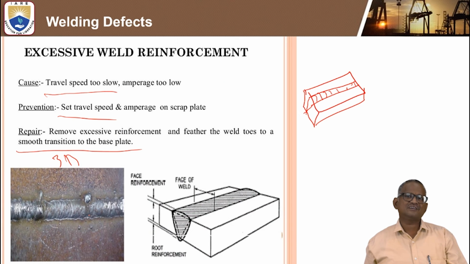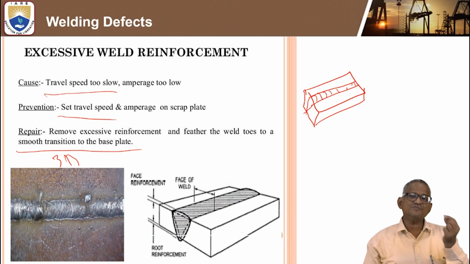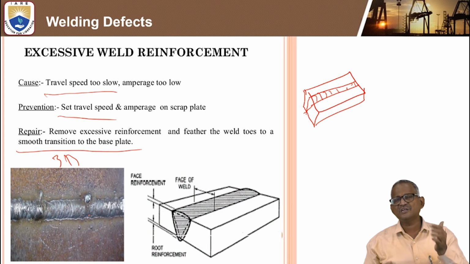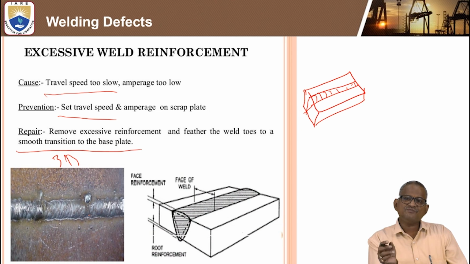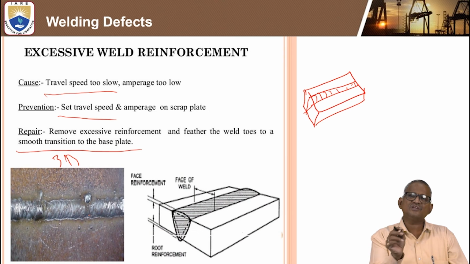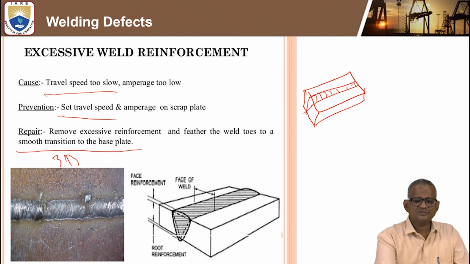Next, this is excessive weld reinforcement. Whatever the reason you are performing welding, it is to get a good, strong, permanent joint. Once again, the reinforcement is also very, very important. If there is over reinforcement, the weight will be more, and in some applications it can't be used. Exactly how much reinforcement is required, only an expert is able to judge. This also can be caused by travelling too slow.